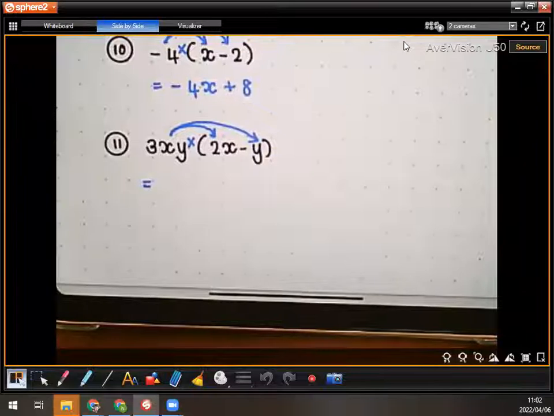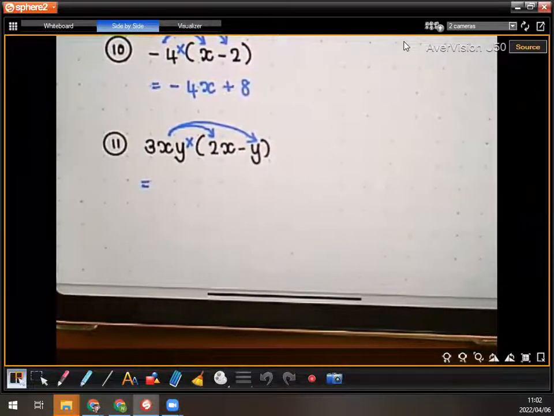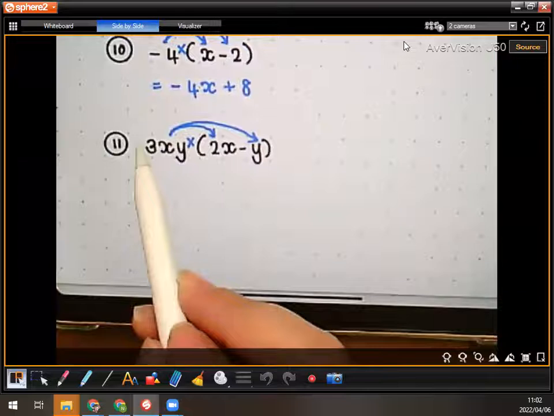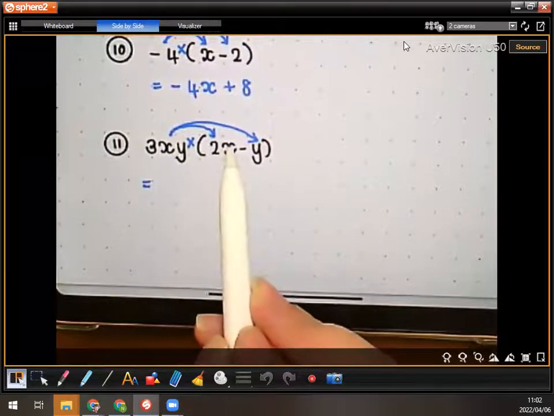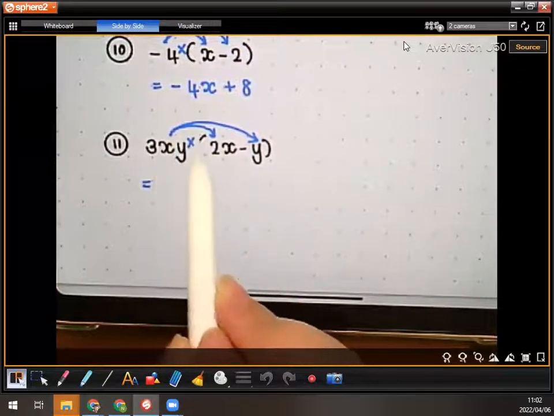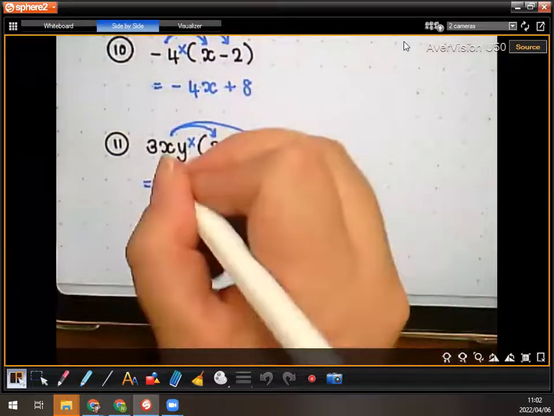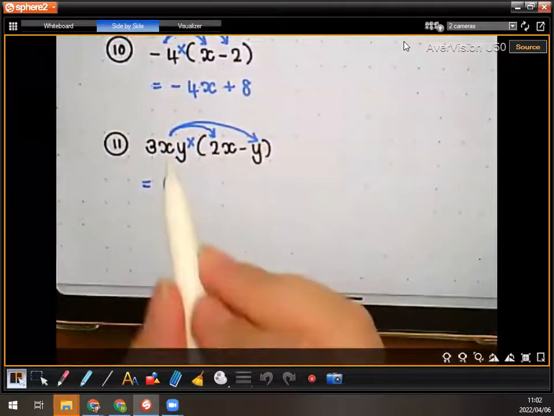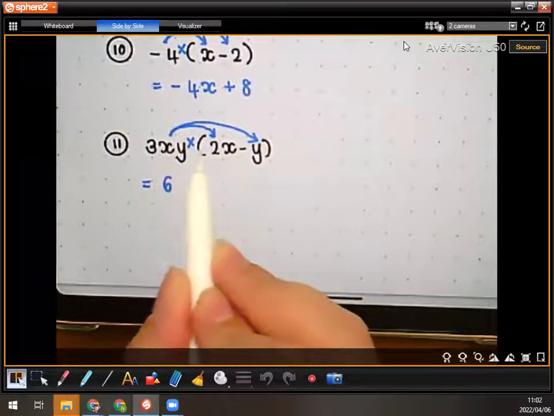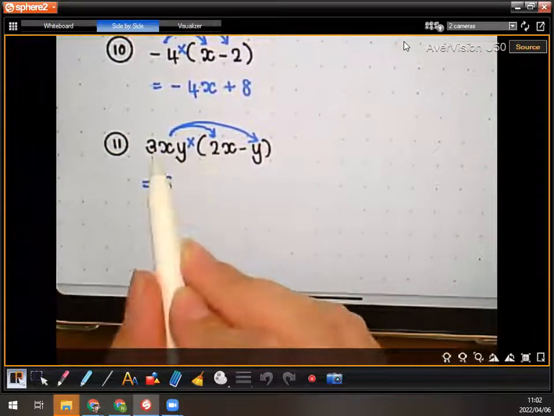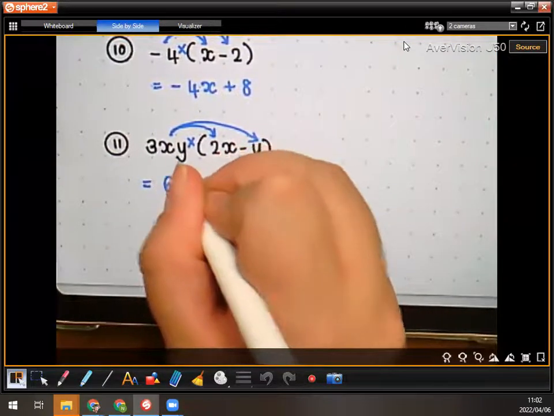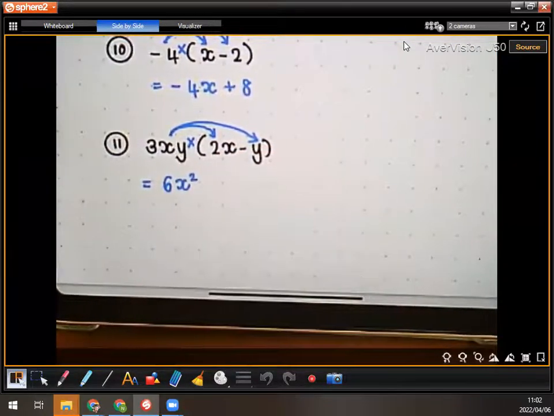Okay, so now we're going to do that, guys. So now the multiplication is a bit more complicated, but we practiced that earlier in the lesson. When you're doing 3xy times 2x, we're going to do the numbers first, right? 3 times 2 is 6. X times x, that's 2 x's. So how do I write that? X times x is x squared.